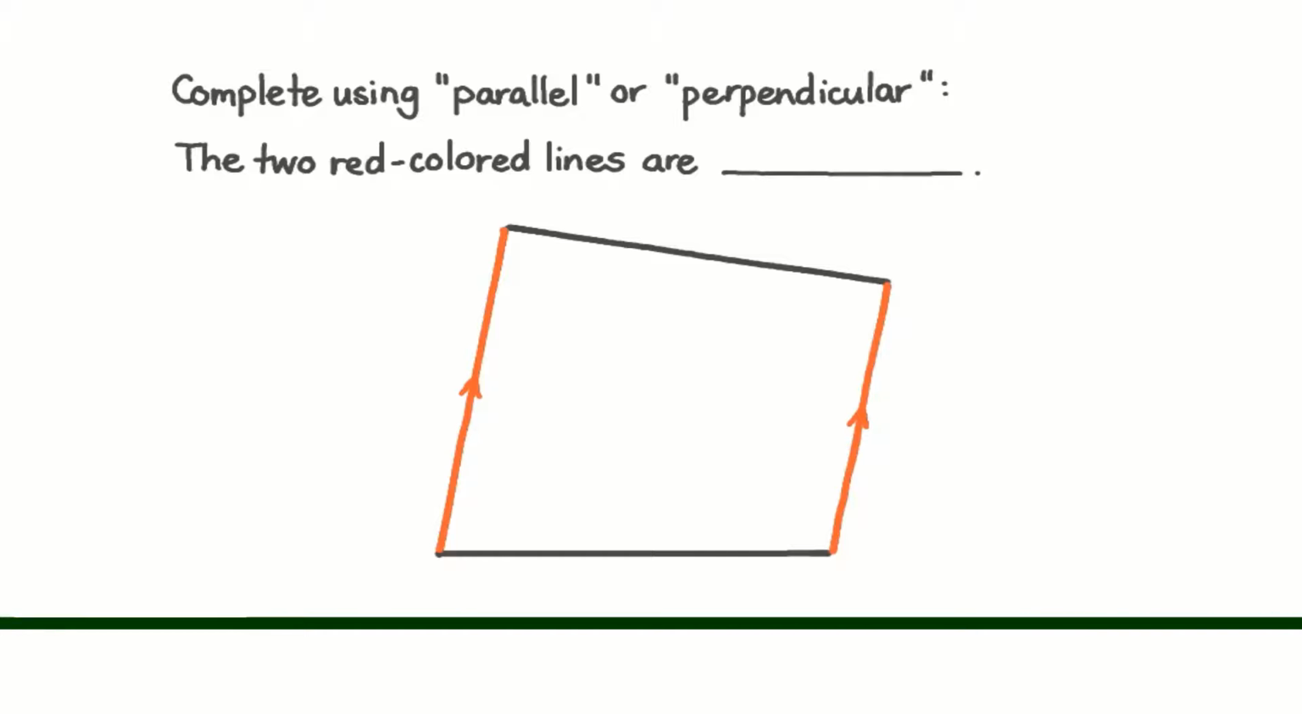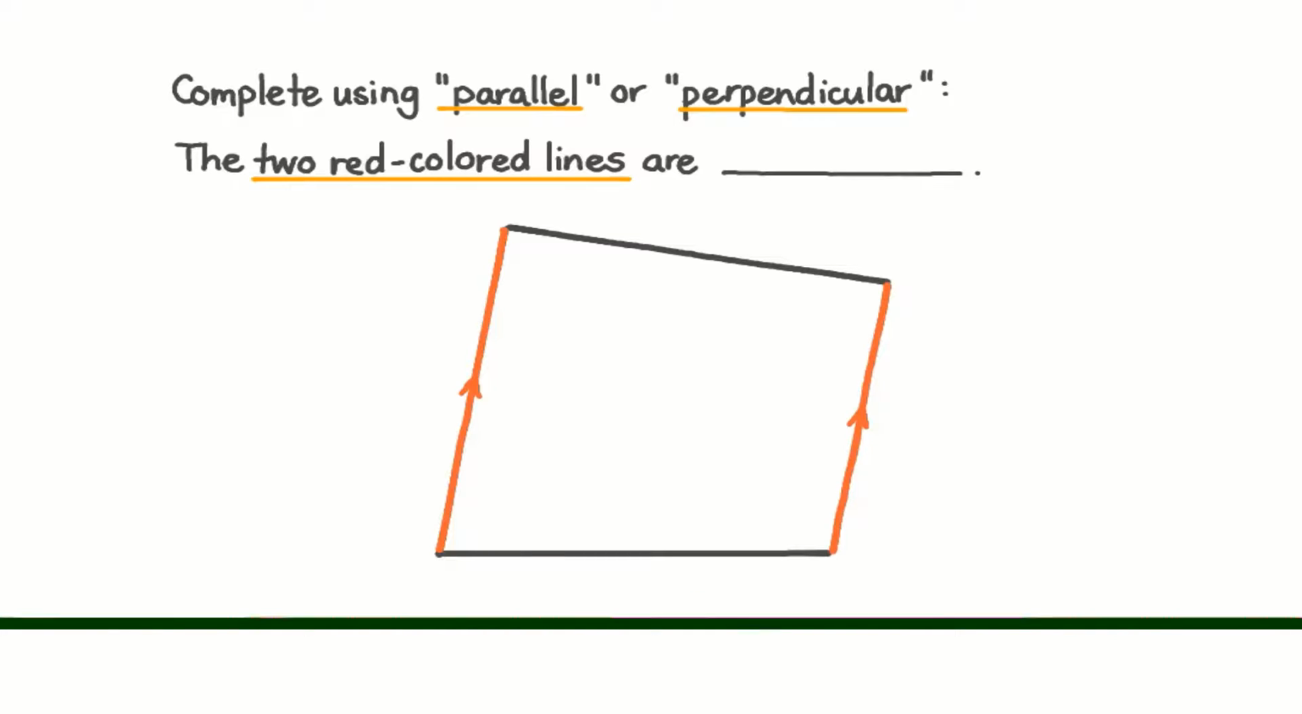Complete using parallel or perpendicular. The two red-coloured lines are what? This is an interesting four-sided shape, isn't it? You might not know the name of it, but it doesn't matter. Because in this question, all we need to think about are the two red-coloured lines that we can see that make up the sides of the shape. Here and here.